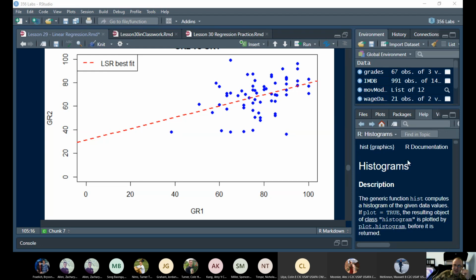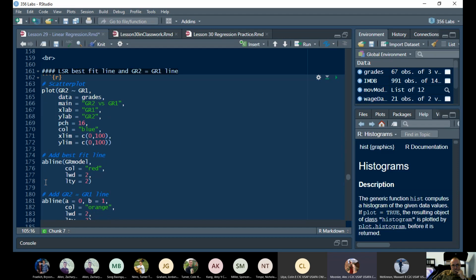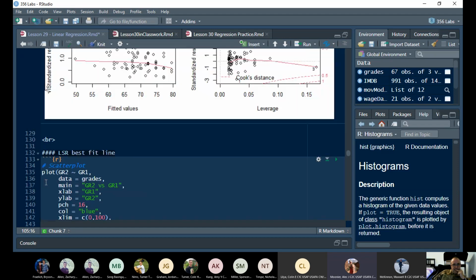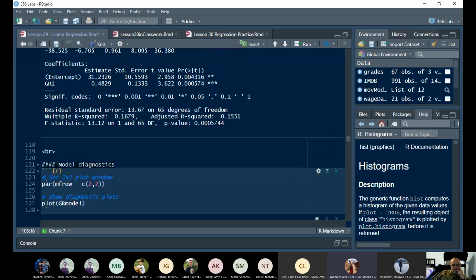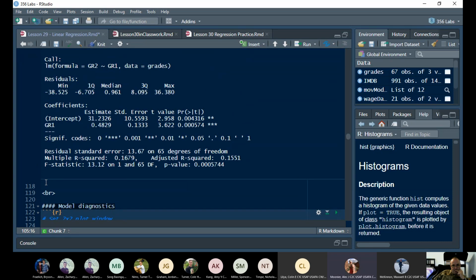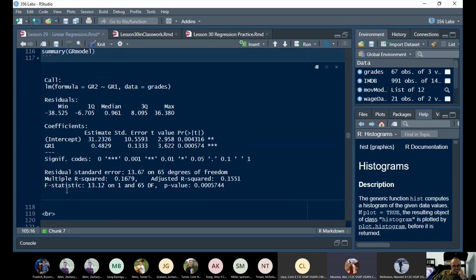Alec, did you have a question? I'm sorry, I didn't see while I was just going off on my tangent. Yes, sir. So I'm looking at my summary of my linear model right now. How exactly do I read this? Because if I'm looking for my R squared, it says there's multiple R squared and then adjusted R squared.